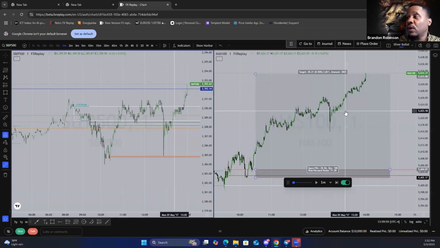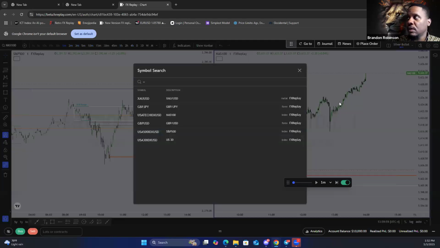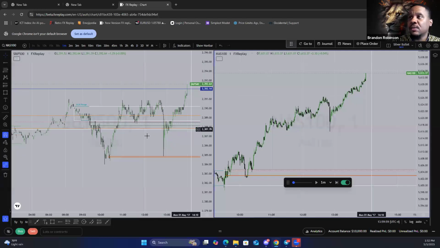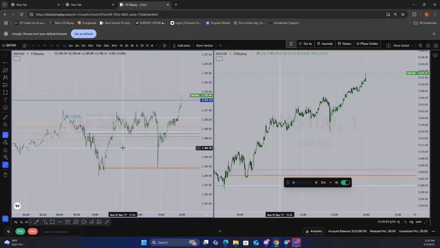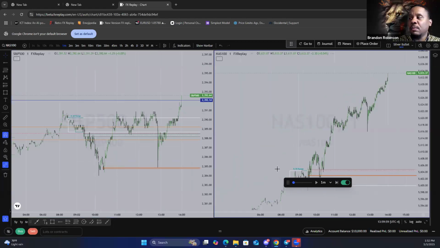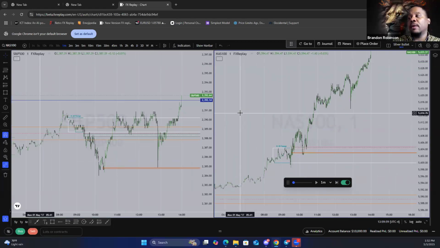So if I'm looking for SMT divergence, does everybody know what SMT divergence is? Yes. Okay. No, I don't know what that is. So, smart money time divergence, I'll call it that.